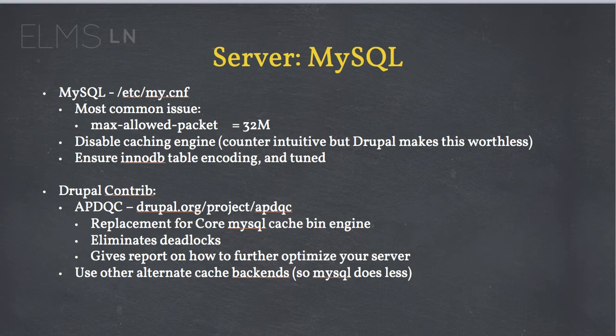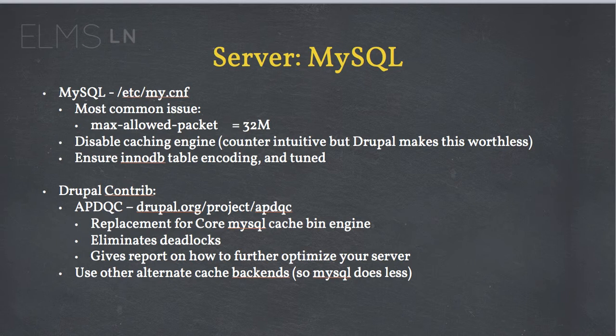There's a project, APDQC, that'll help you find some of these little things. APDQC is a drop-in replacement for the MySQL cache bin engine in Drupal 7. It's got a lot of stuff backported from Drupal 8. And basically, the goal is to eliminate deadlocks. A deadlock is when you've got something hanging out, waiting to release a table, and another command comes in and says, hey, I got to read that. And the first session is saying, no, you have to wait till I'm done. This can lead to 10, 20, 30-second wait times in devastating scenarios.